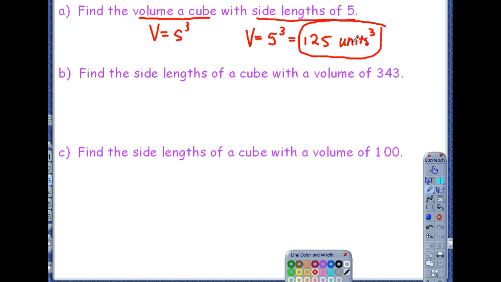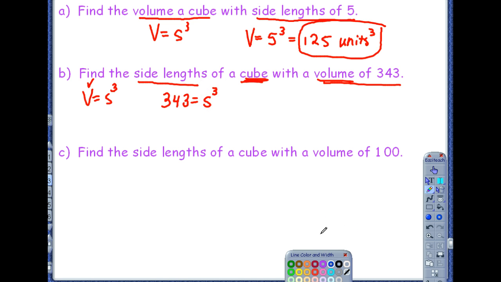All right, now reading the next one. It says find the side length of a cube with a volume of 343. Now I still see we're dealing with a cube and we're dealing with volume. So let me write down that formula. Now, what's kind of different about this one than the last one? Well, this one they're giving us the volume and we're finding the side length. So I'm going to put in place of V the 343. So I know the volume and we're trying to find the side length. And we know it's the side length cubed.